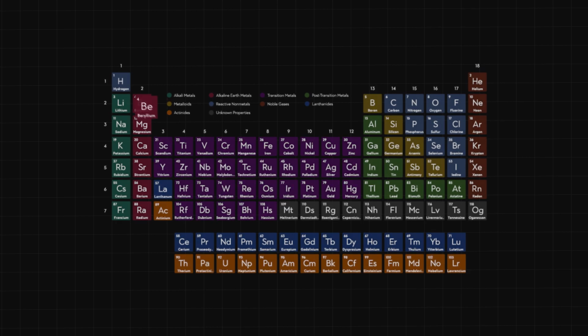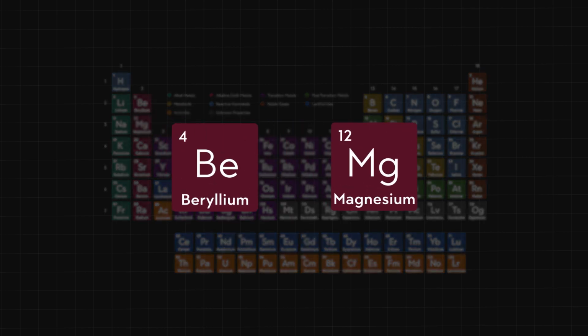So, two factors matter here. The distance between the electron and the nucleus, so the farther away, the easier it is to remove, and the effective nuclear charge. The larger the charge, the harder it is to remove. Let's illustrate this with two elements, beryllium and magnesium.